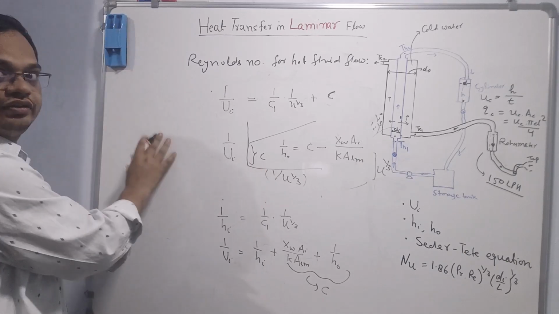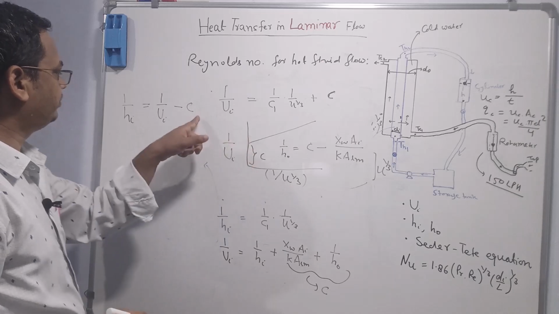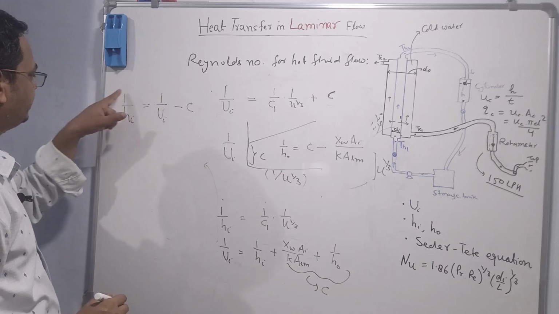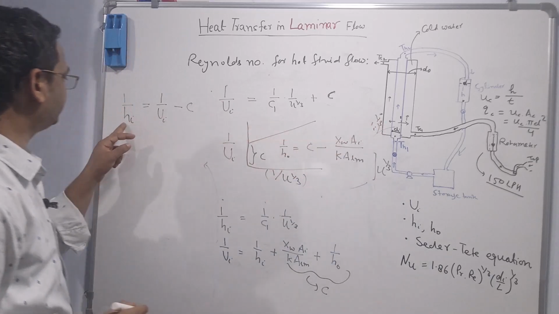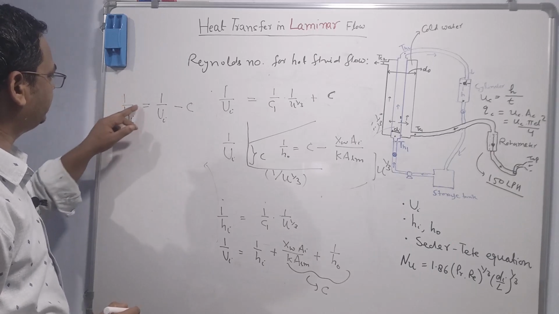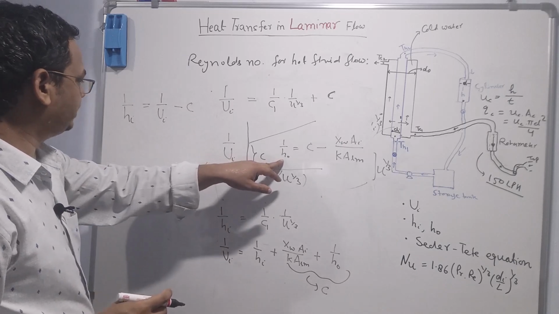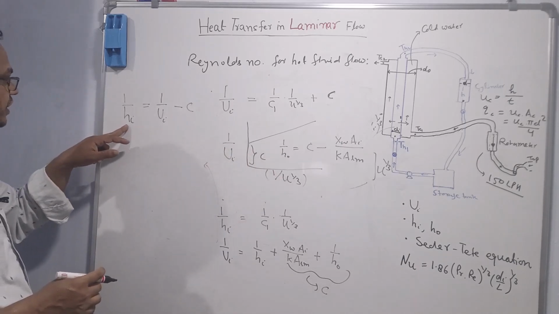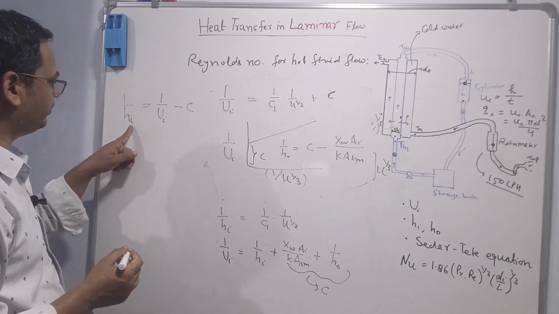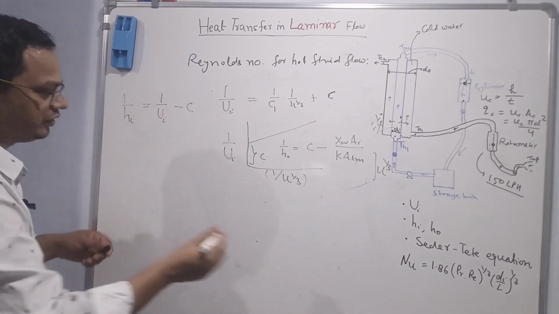I'll write at this place. C we have obtained from the graph, Ui we know for each flow rate, therefore we can find the inside film heat transfer coefficient for each flow rate. This is the experimental inside film heat transfer coefficient. So both heat transfer coefficients we found, outside film heat transfer coefficient and inside film heat transfer coefficient. This is the experimental value. We can compare this experimental value to the theoretical value. The theoretical value can be found from here.